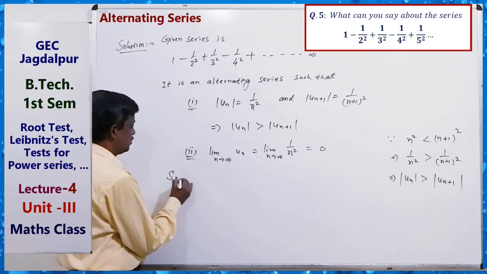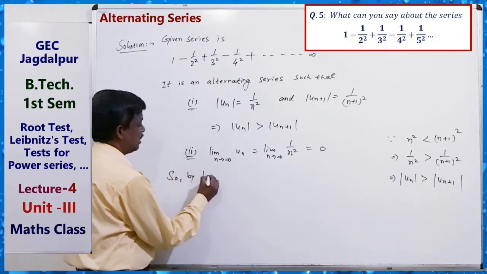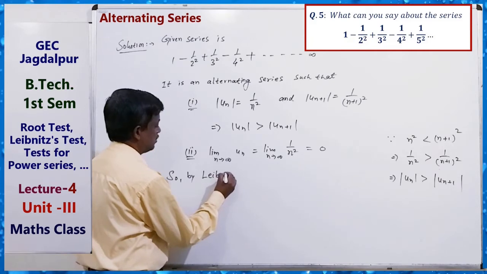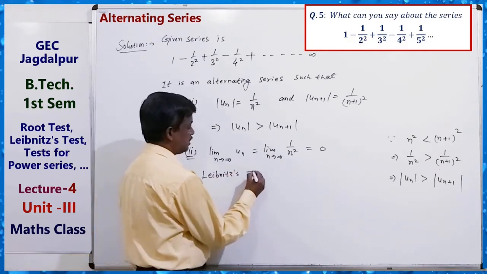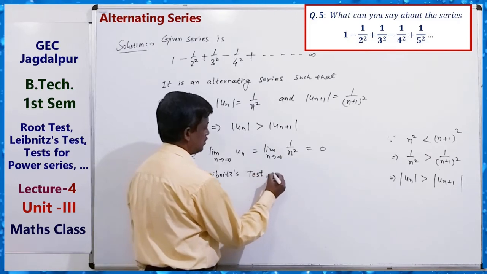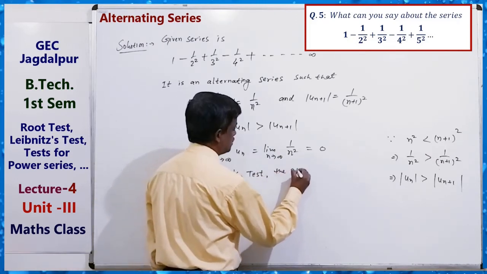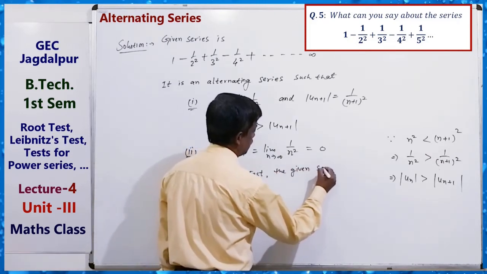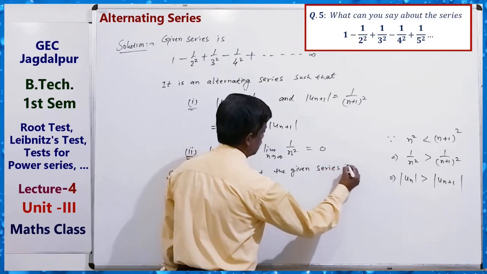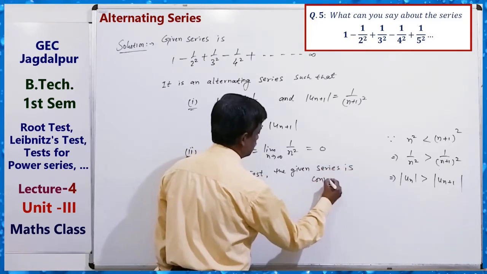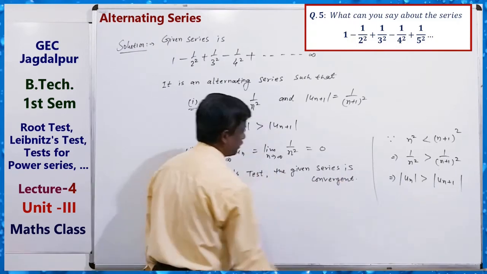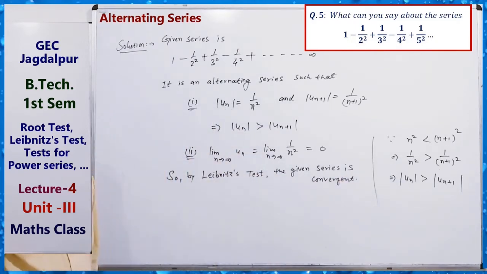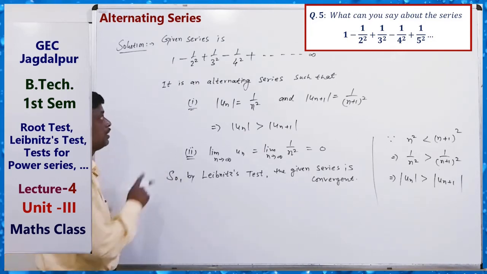So by the Leibniz test, the given series is convergent. Clear?